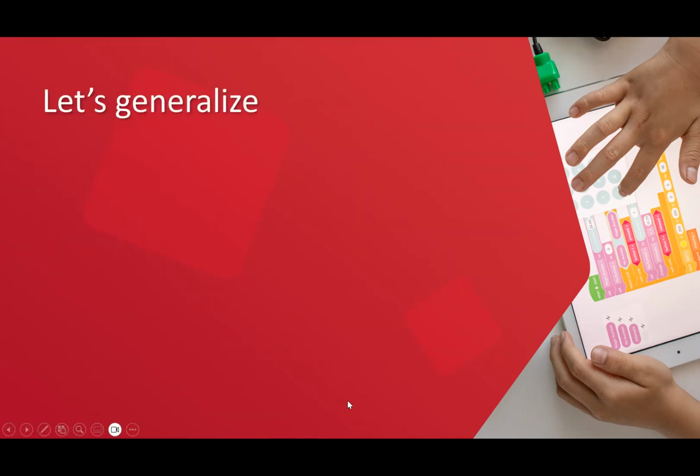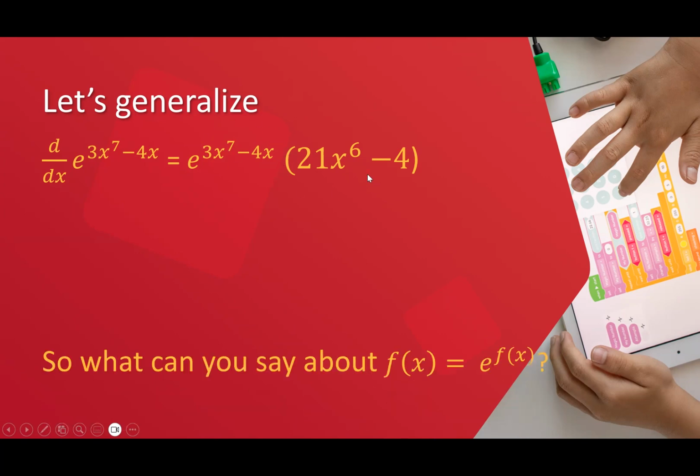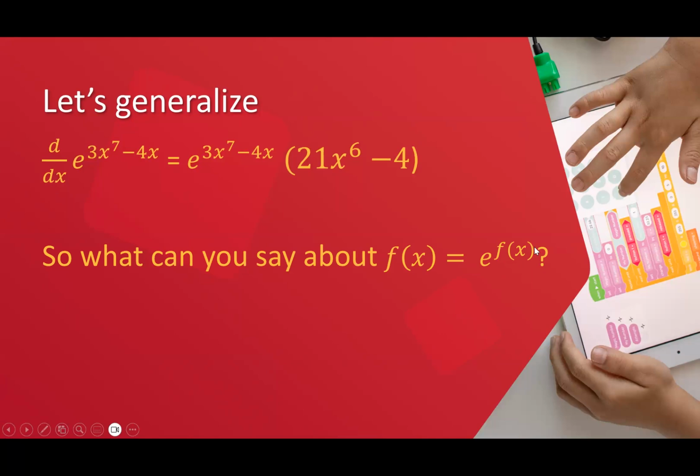All right, so let's generalize. We just learned that the derivative of e to the 3x to the 7th minus 4x is equal to e to the 3x to the 7th minus 4x times the derivative of the exponent. So what can we say about the derivative of e to the f of x? It's going to be equal to e to the f of x times the derivative of the exponent, f prime of x.